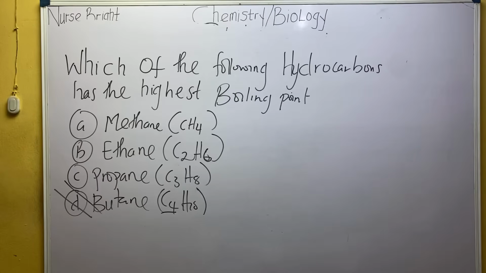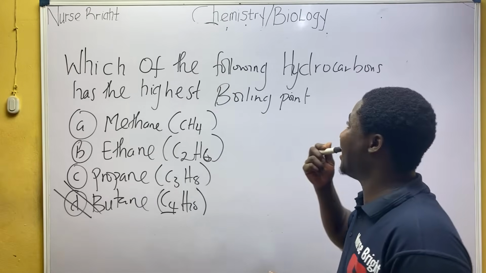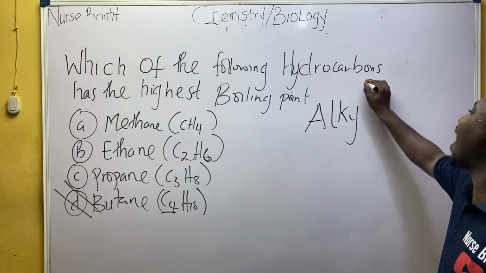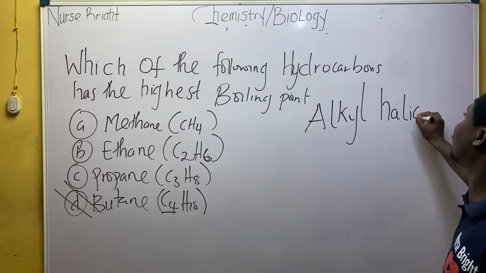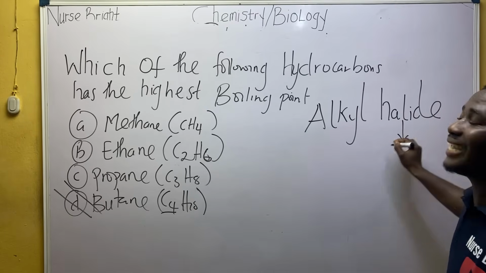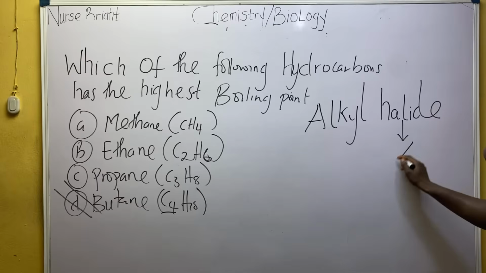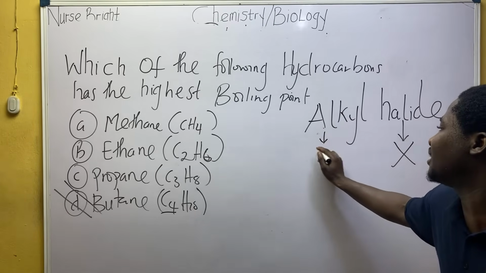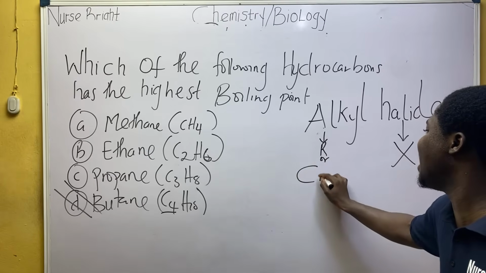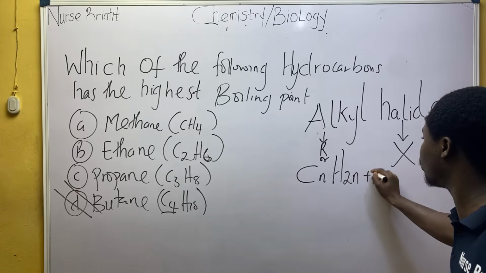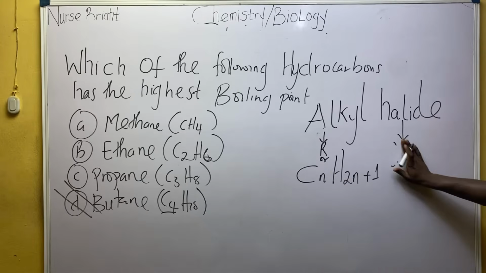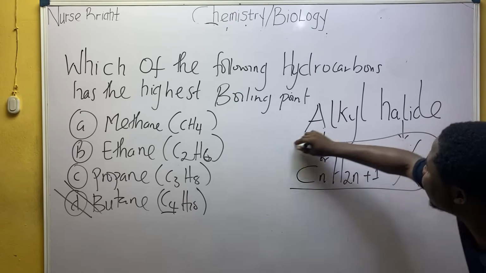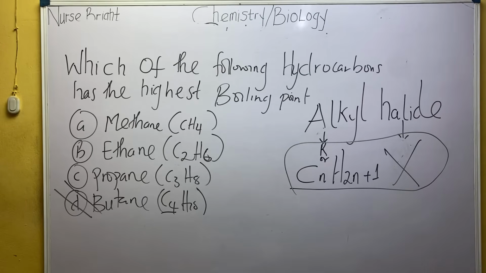I saw a question here. They said, what is the general formula for alkyl halide? In this lesson, we have talked about alkyl. Halide in chemistry means the halogens, and they are represented as X. And alkyl, as I told us already, is CnH2n+1. So since it's alkyl halide, it will be CnH2n+1X. So the representation for an alkyl halide is CnH2n+1X.